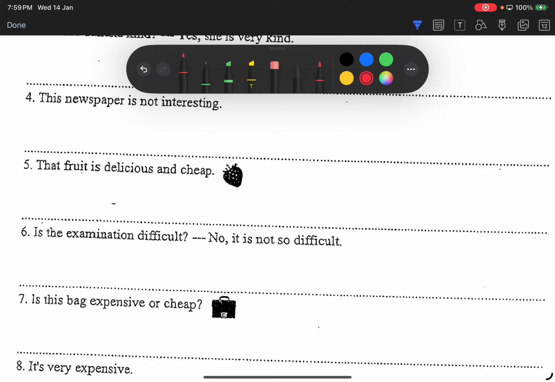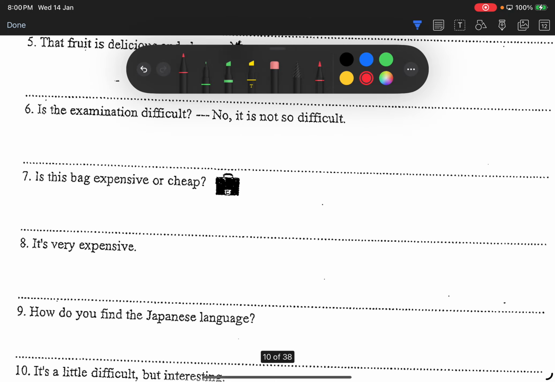So shiken wa muzukashii desu ka? Is it difficult? Question mark. Then you reply. Iie muzukashiku nai desu. Muzukashiku nai desu. Not so difficult. Okay, next. Is this bag expensive or cheap?